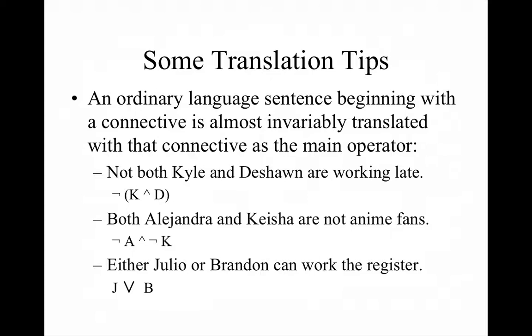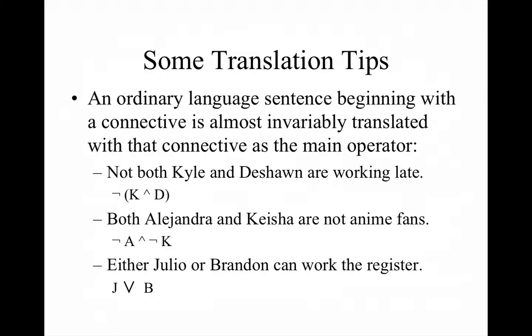On the other hand, "both Alejandra and Keisha are not anime fans" starts with the word both, which is a conjunction word. That means that the conjunction is the main connective, and the negations for Alejandra and Keisha appear on either side of that conjunction. Lastly, "either Julio or Brandon can work the register" is translated with the disjunction because the connective disjunction appears at the outset of the sentence that begins with either.